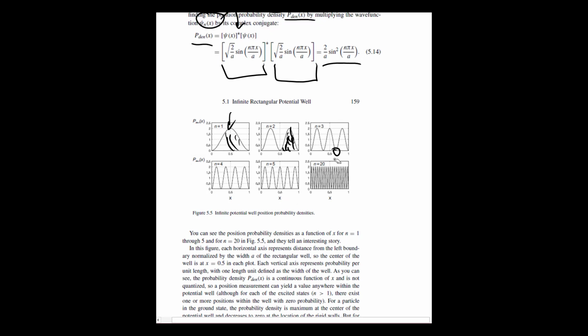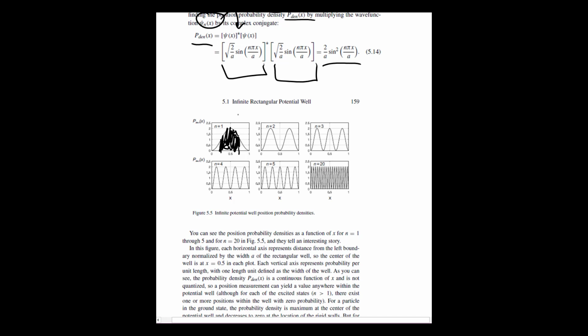You can see that better if I clean this up a bit. So for example, if I want to know the probability of finding the particle in the ground state at a location between 1/4 and say 3/4 of the well width, I would have to integrate this function over this range and find this area under the curve.